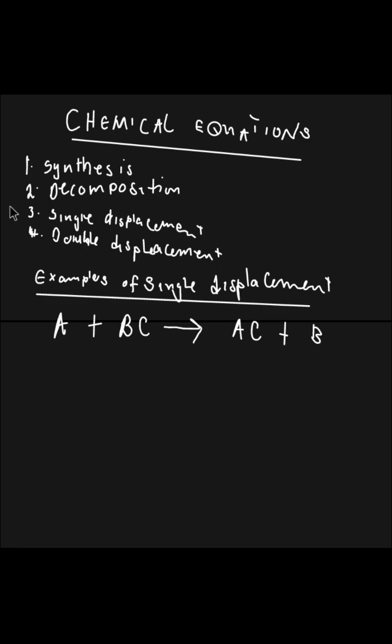Some of the examples that we are going to establish here is, for example, one, you have magnesium reacting with an acid which is hydrochloric acid. Magnesium reacting with hydrochloric acid. Since magnesium is more reactive than hydrogen, it will take the place of hydrogen. So what we are going to have is magnesium chloride and hydrogen gas as a byproduct.